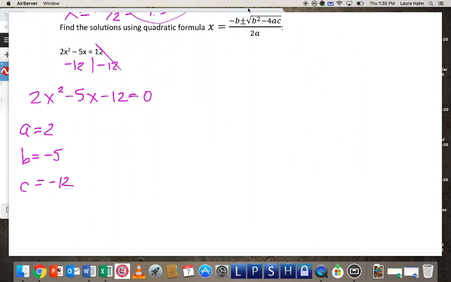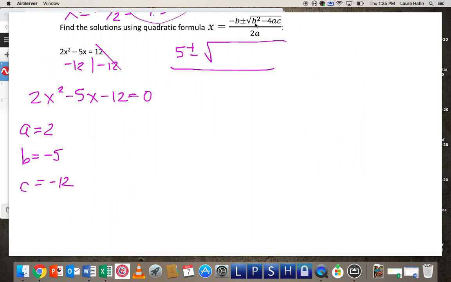All right, so I'm going to plug into this formula. It's one big fraction, so I'm going to put a big fraction bar. It starts with negative b. I like to think of that as the opposite of our b value. So I look at b. The opposite of a negative 5 is a positive 5, plus or minus the square root of.